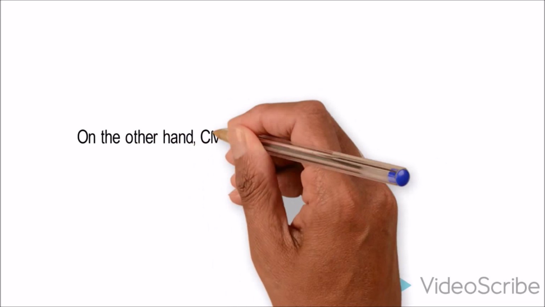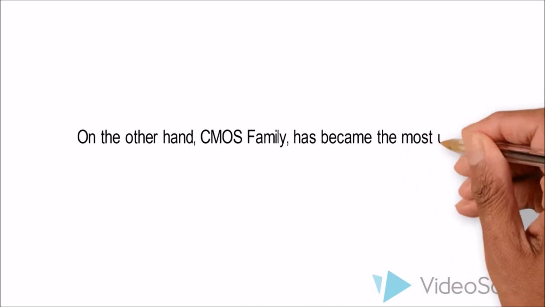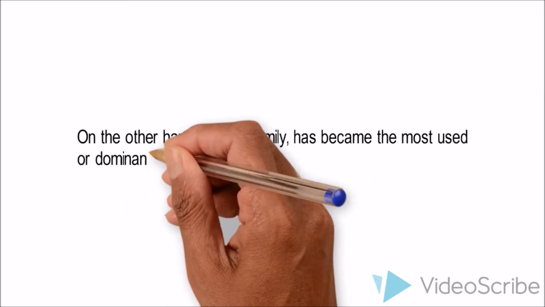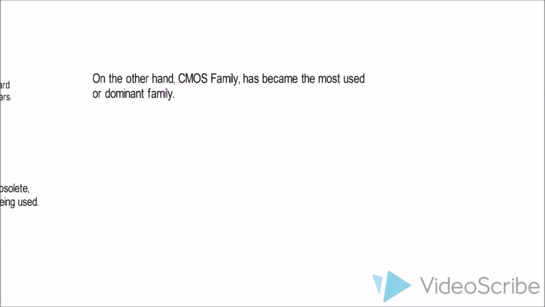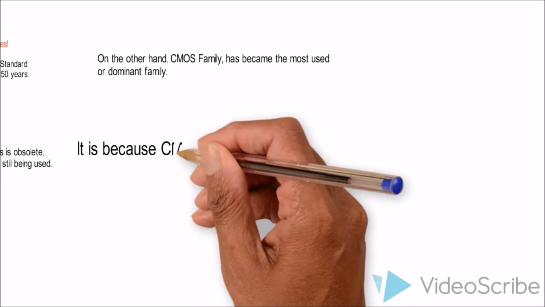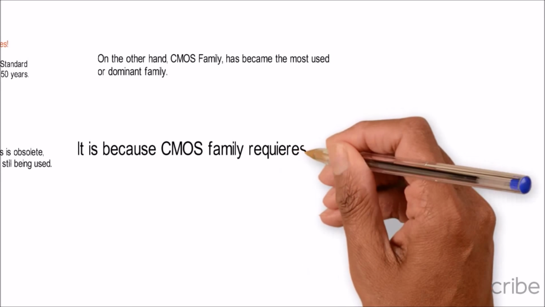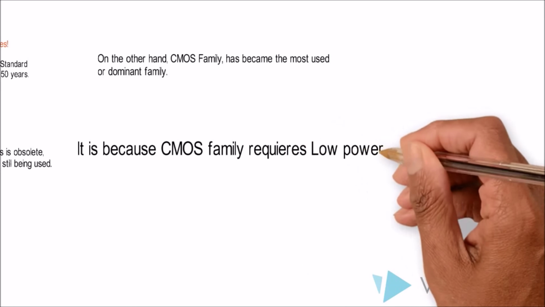On the other hand, the CMOS family has become one of the most used integrated circuits because they don't use a lot of power. It means that they don't require a lot of power.